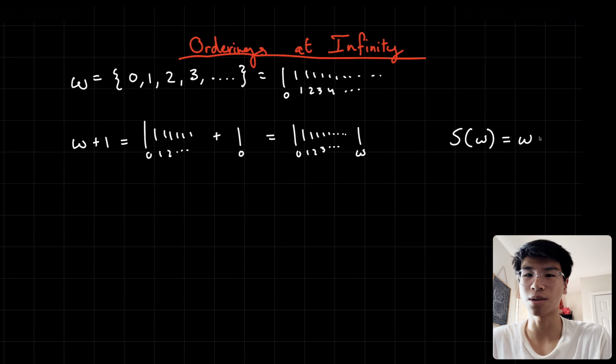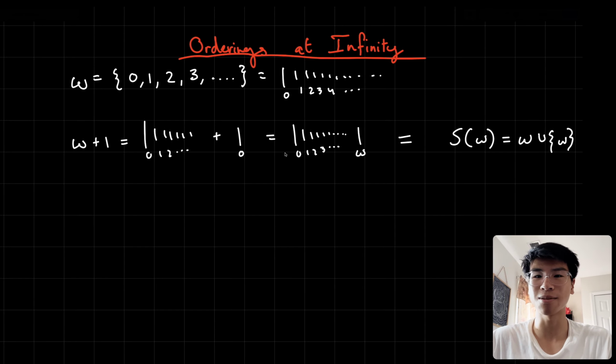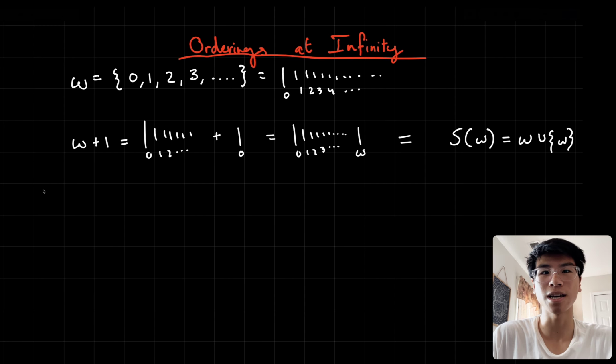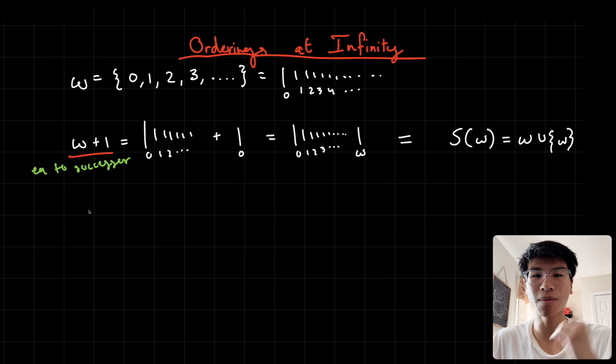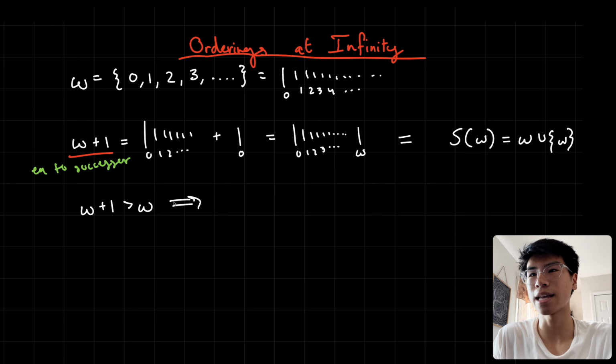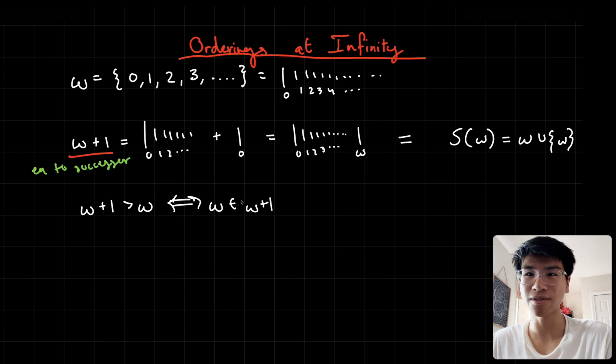S of omega took the previous set and took its union with the set containing itself. And that is exactly what omega plus 1 is. Omega plus 1 is the set containing all elements of omega and omega itself. So plus 1 is actually equivalent to the successor function. Another cool thing about this is that omega plus 1 is actually bigger than omega. Why is that? Well, we saw from our definition earlier that omega is an element of omega plus 1. So by our special equivalence, we know that omega plus 1 has to be bigger than omega.